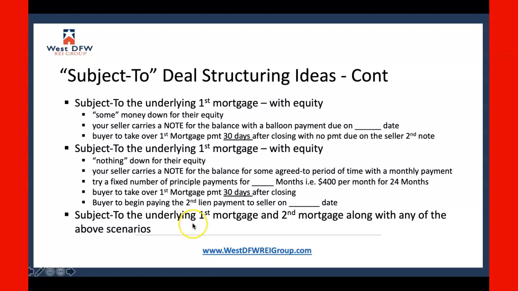Okay. And then the last one is subject to the underlying first and second mortgage, along with any combination of the above scenarios. I didn't really address much with a second mortgage up here, so you could do sub-2 for the first and second mortgage, along with any of these other scenarios. So hopefully that gives you something to think about.